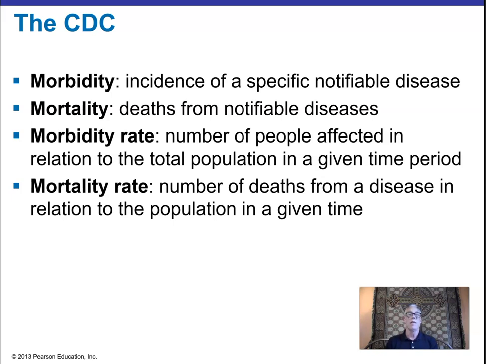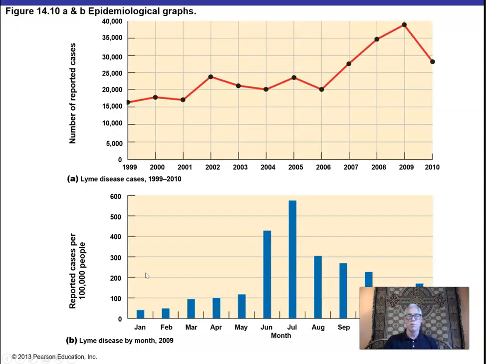Morbidity rates. Morbidity doesn't necessarily just mean notifiable diseases, but in this case we're talking specifically in the context of the CDC. But morbidity just means any kind of disease. It's what kind of problems, what kind of bodily deficits are occurring as a result of a disease. Mortality, death. Morbidity rate means the number of people affected in relation to the total population, and mortality rate, the number of deaths relative to a population.